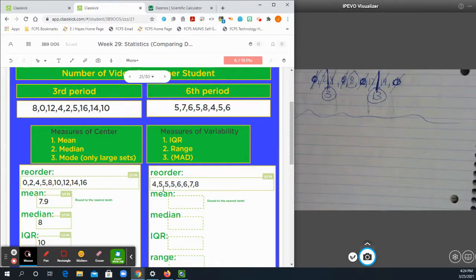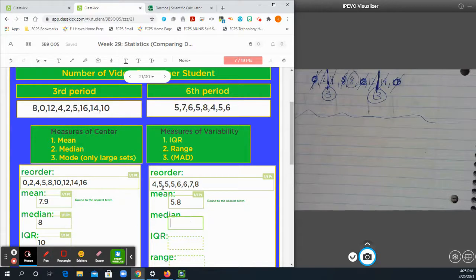And then the mean here, I just need to add them up. Again, I'm going to use my handheld so I don't have to flip between tabs. I've got 4 plus 5 plus 5 plus 5 plus 6 plus 6 plus 7 plus 8. I got 46, and I'm going to divide that by 1, 2, 3, 4, 5, 6, 7, 8. I'm going to do 46 divided by 8, and I get 5.75, but it says round to the nearest tenth, so that 5 would round to 5.8.